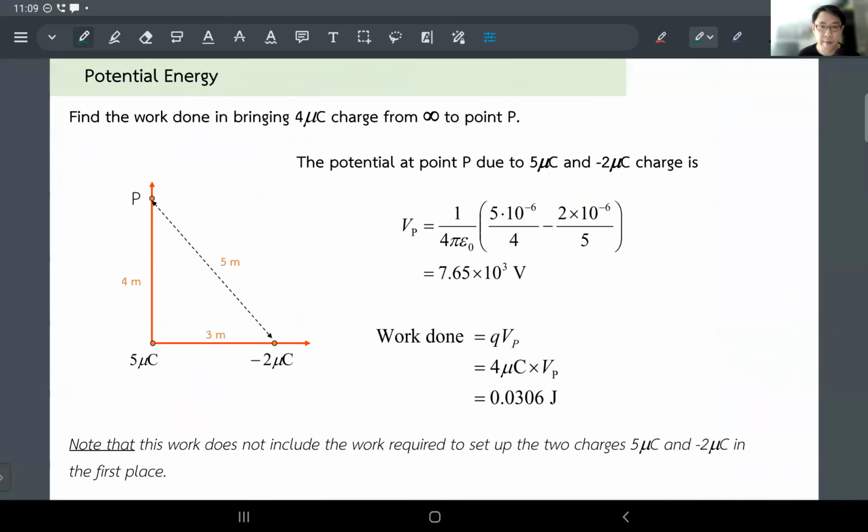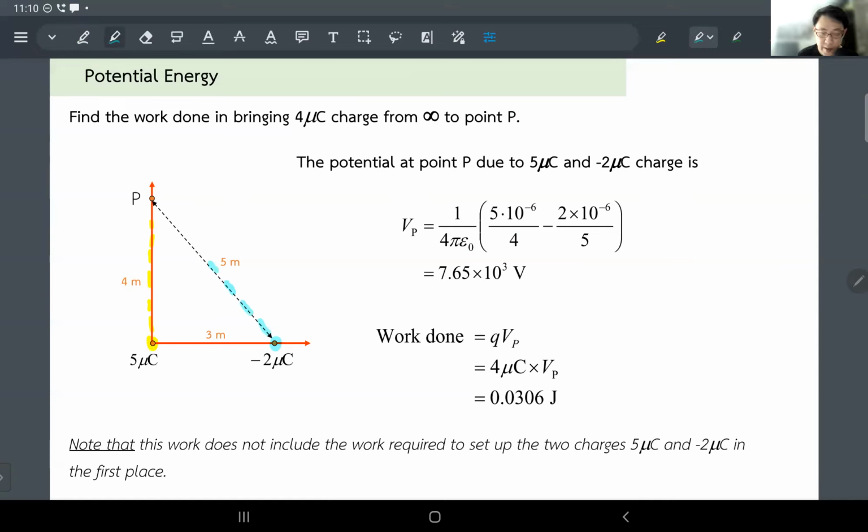Okay, here, think about this. If the question asks you to find the work done bringing a 4 microcoulomb charge from infinity to point P, that's as simple as it is supposed to be. How much energy do you have to supply to this 4 microcoulomb charge and drag it from infinity to point P? What do you think? So I think intuitively it's going to be pretty simple now. All you have to care about is what is the potential at point P. Does that make sense? So for the contribution to the potential at point P, there are 2 contributions here, one from the 5 microcoulomb and the other one from that negative 2 microcoulomb there, right?